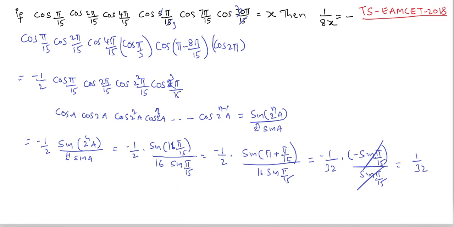Now we find the value of 1 by 8x, that is 1 by 8 into x value is 1 by 32, that is equal to 32 by 8. This is 4 times cancelled, that is equal to 4. The value of 1 by 8x is equal to 4.